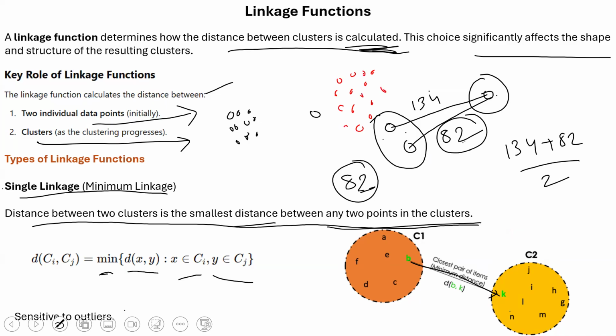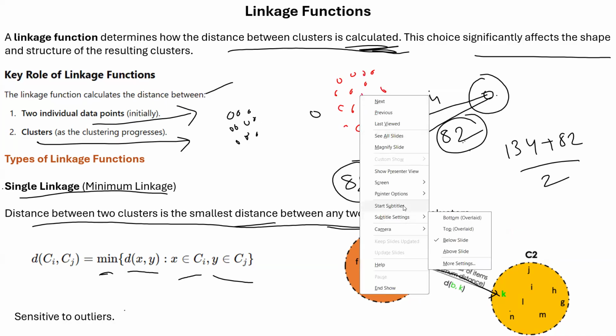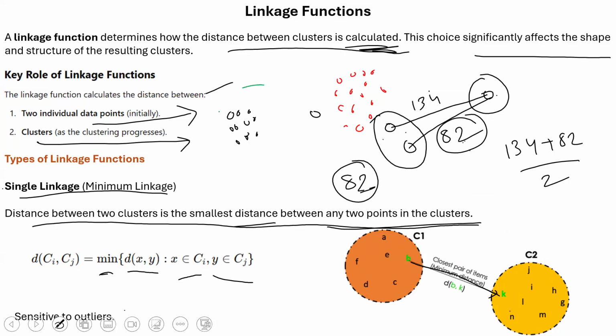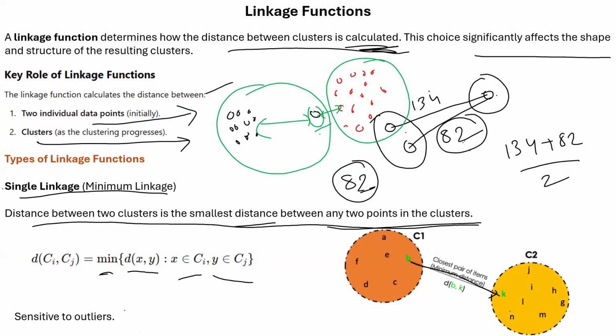When you consider single linkage as the linkage function, this is one cluster and this is the other cluster, and when you calculate the single linkage, this is considered as the single linkage distance. That is what you consider as the distance between the two clusters. But this is an outlier which is far from the original points, and this will drastically affect the clustering. That is the reason single linkage is sensitive to outliers.